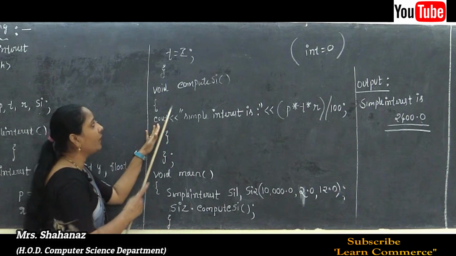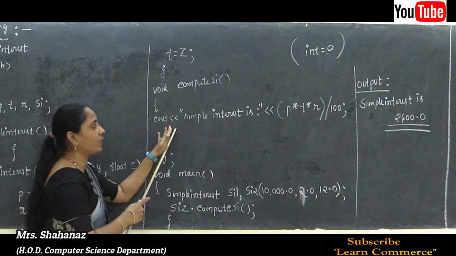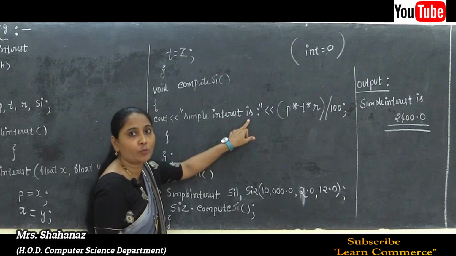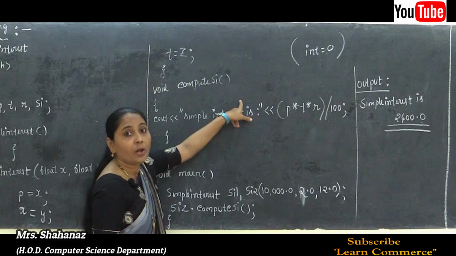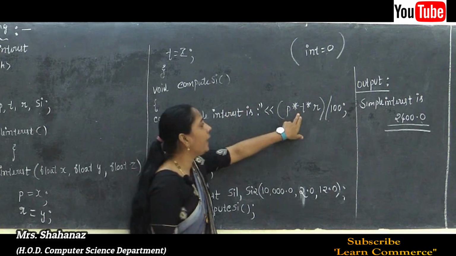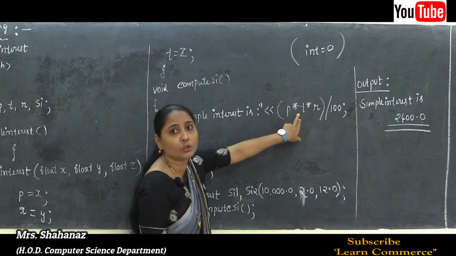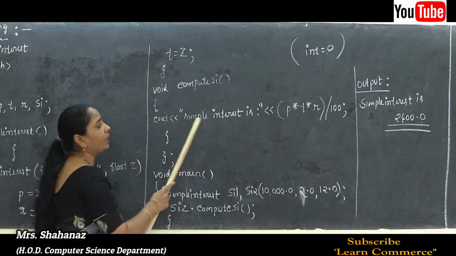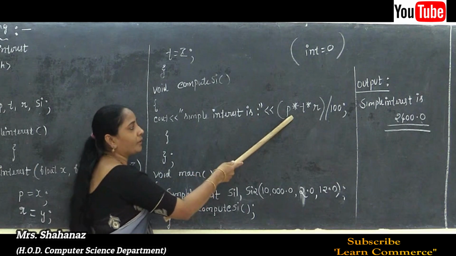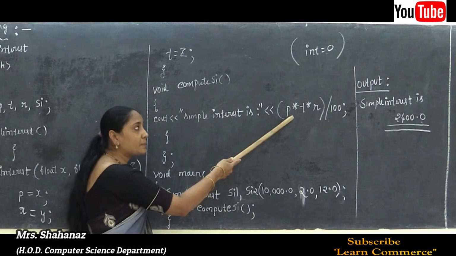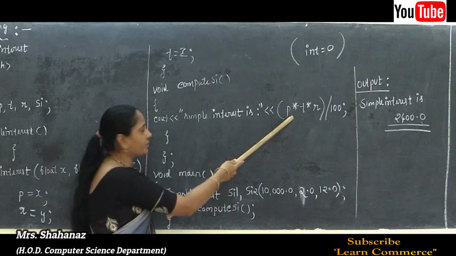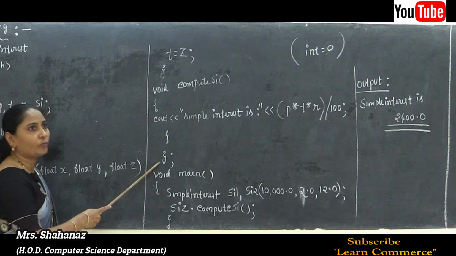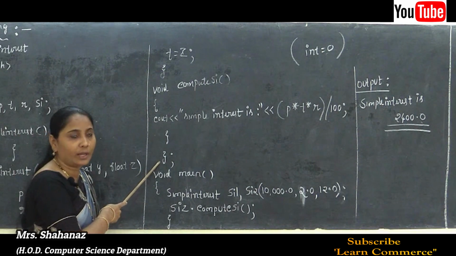And in the definition of computeSI I am using one simple message. The message is the simple interest. Why? Because it is going to make the computation here, and the calculation is P into T into R divided by 100. Clear this point here. So such a message is going to be displayed, and later, by using the calculation, it is going to display the value of the simple interest here. Then the opening of the flower bracket, such flower bracket is going to close, and one more flower bracket with a semicolon. Clear this point here.